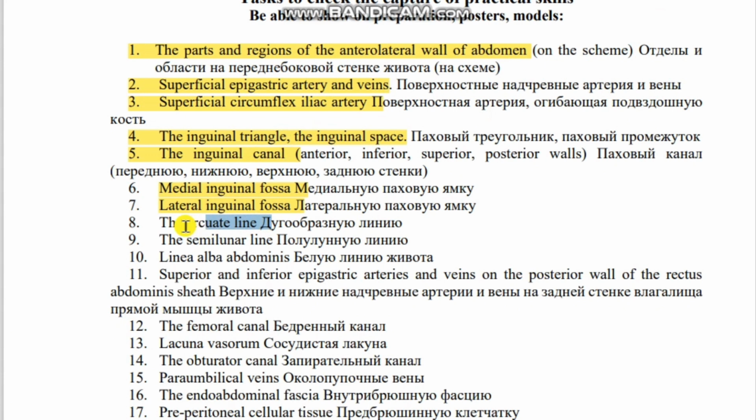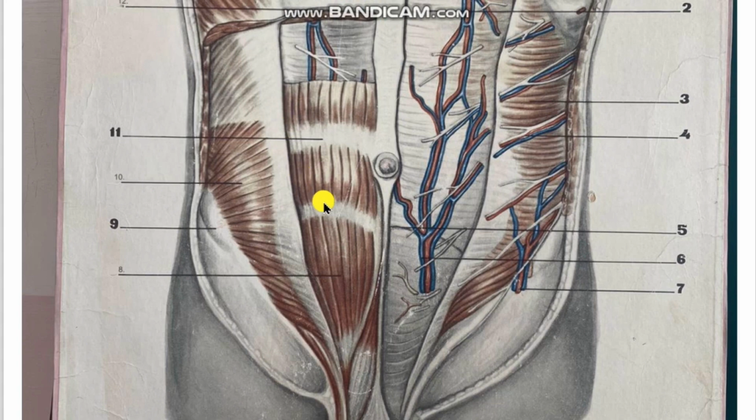We have the arcuate line here. Okay, what is the arcuate line? It is shown here in this poster. This line is also called the semicircular line. It's located posterior to the rectus abdominis muscle. This is rectus abdominis. When you clear it out, you can see the arcuate line, which lies between the umbilicus and the pubic symphysis. This is the umbilicus and this is the pubic symphysis.